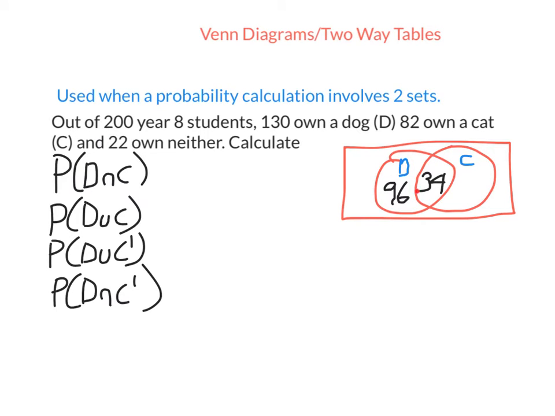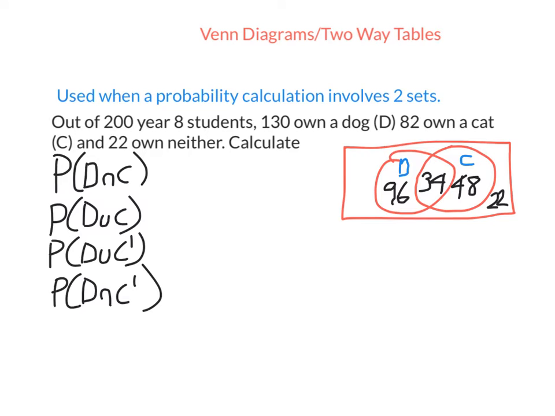Similarly, I need 82 in the cat circle. I already have 34, so I need another 48 in that circle. The number that goes outside the circles are the people who own neither, in this case 22. So this Venn diagram is just displaying this information in a convenient way.